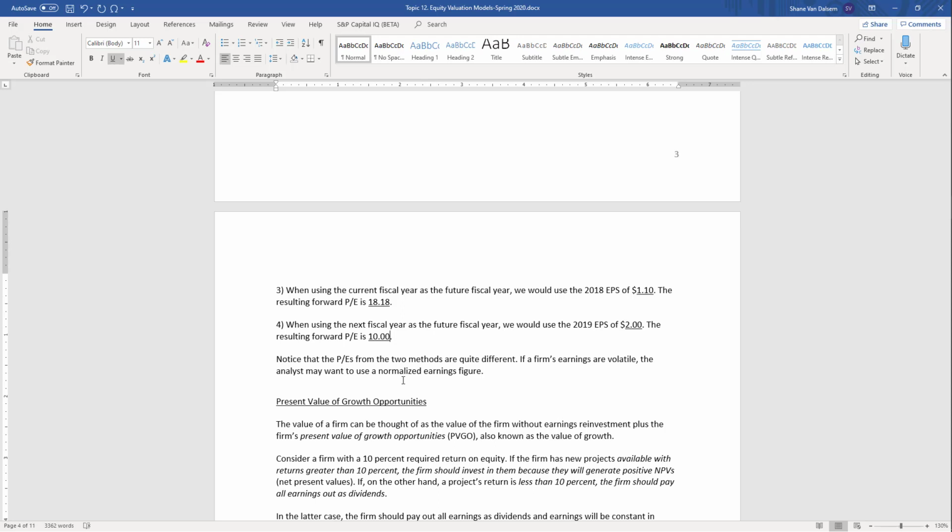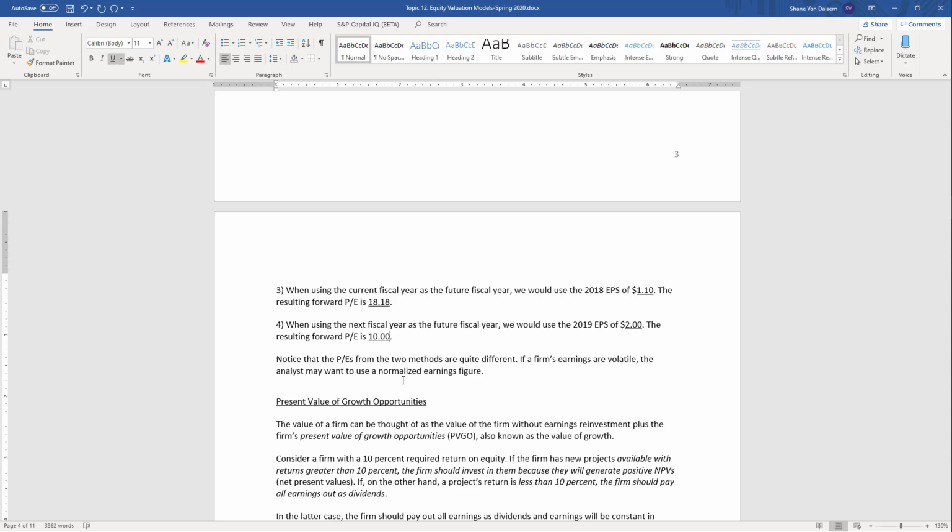The next thing I want to talk about is the present value of growth opportunities. The value of a firm can be thought of as the value of the firm without earnings reinvestment plus the firm's present value of growth opportunities. This is an important topic because sometimes you've got a firm that doesn't generate much earnings now, and a lot of the value associated with it is not what they're actually doing now in their performance today, but what the possibility is for the future.